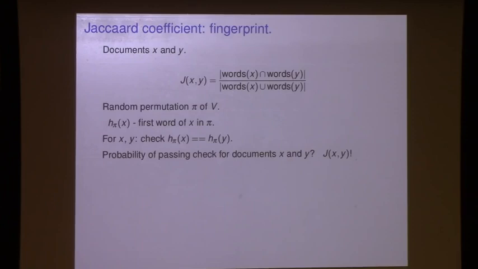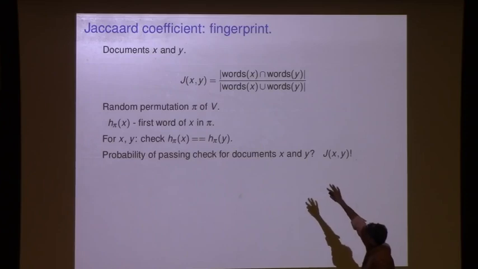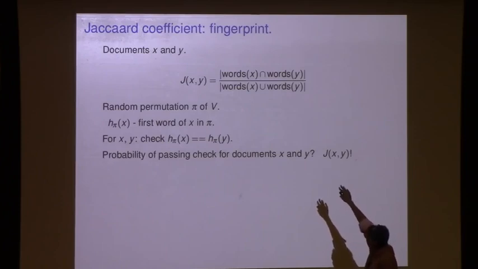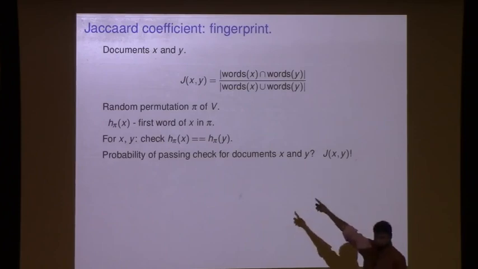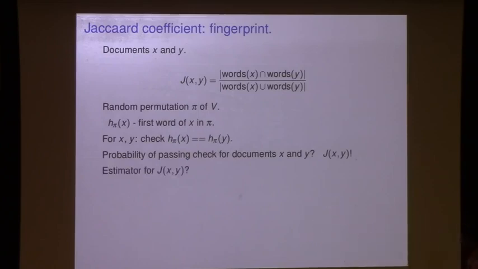No, there's no permutation in that, right? So all I'm asking is, what's the earliest word in this union? Okay, that's what we're asking, right? And now, if the earliest word in this union is in both sets, this is going to be equal. That's all, right?